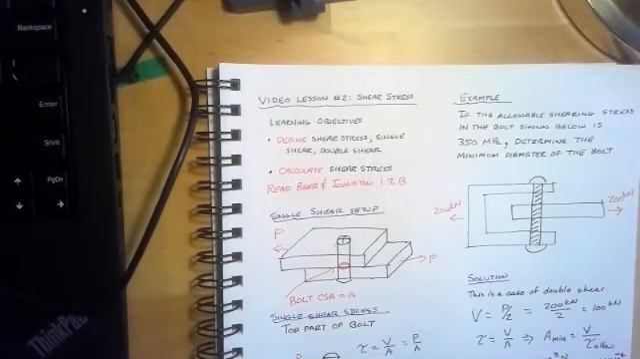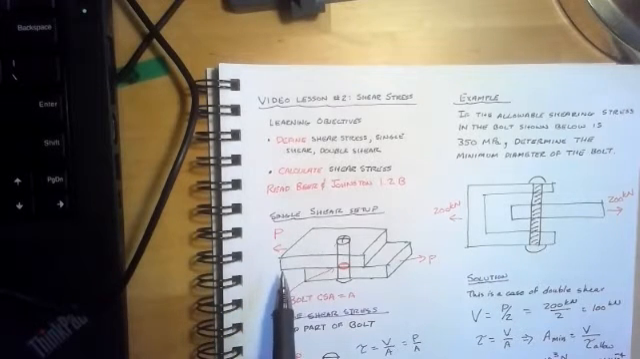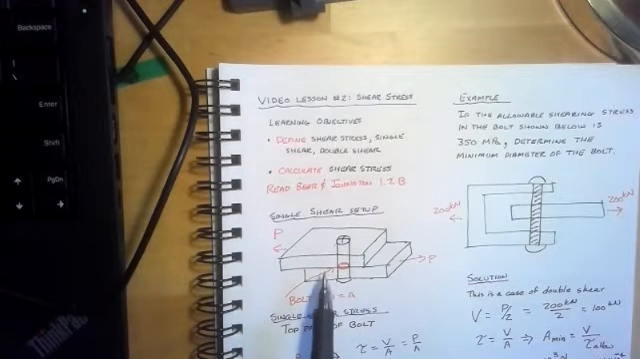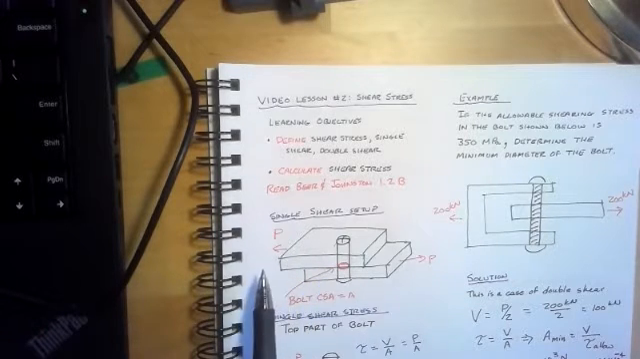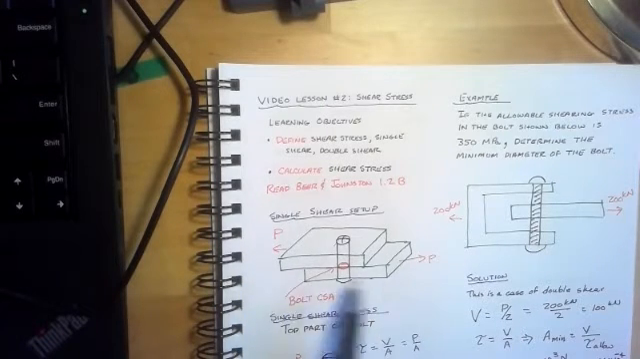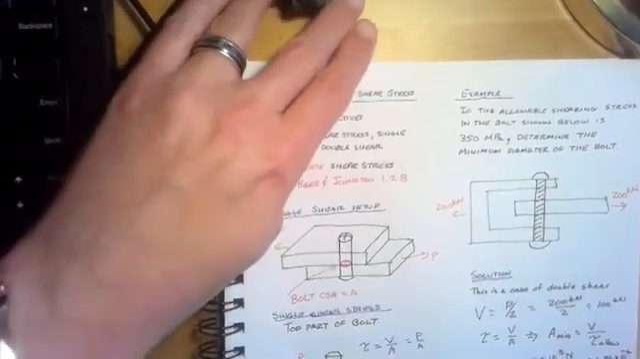Let's talk briefly about the single shear setup. I've got two plates here that are connected by a bolt. And I'm pulling to the left on the top plate, and I'm pulling to the right on the bottom plate, and each plate is subjected to a force of P. Now the bolt is going to be stressed in this red circular area that has cross-sectional area of A. And there's going to be shear stress that develops in the bolt.